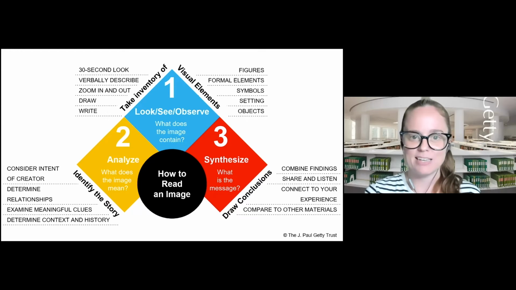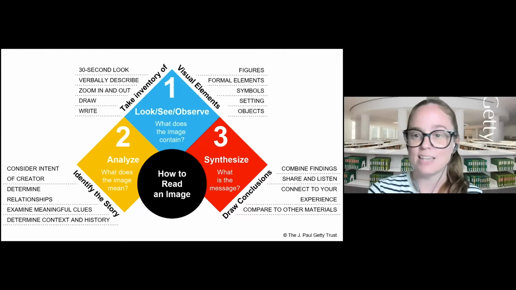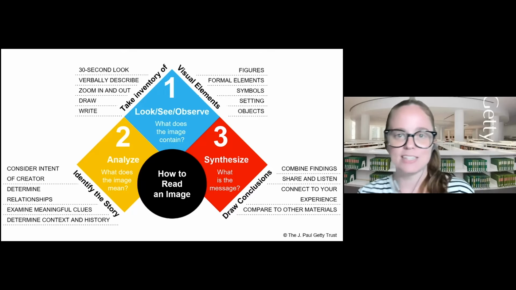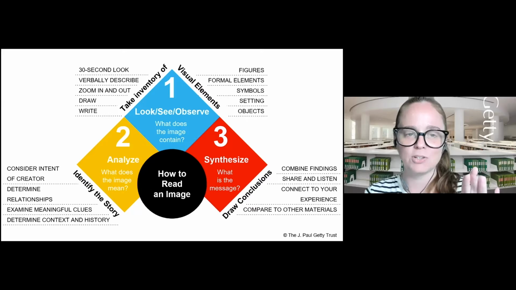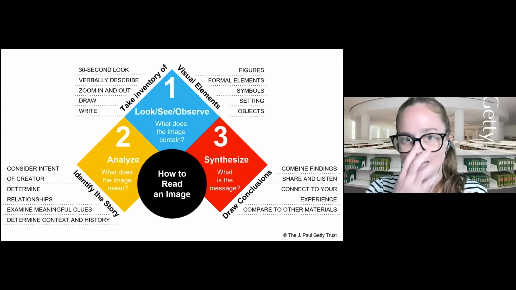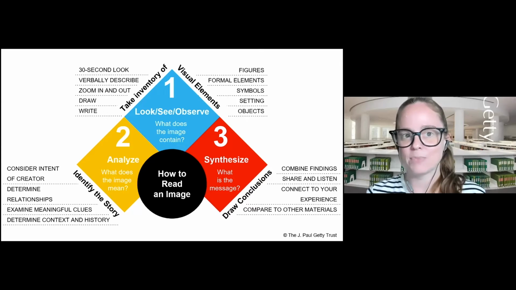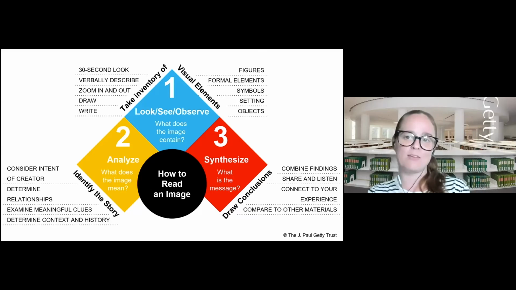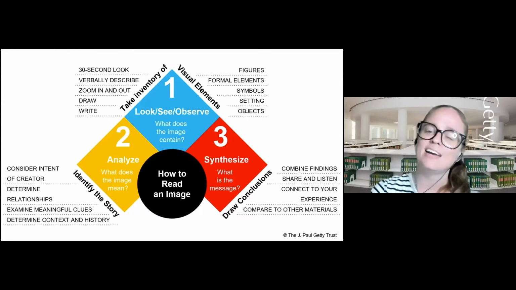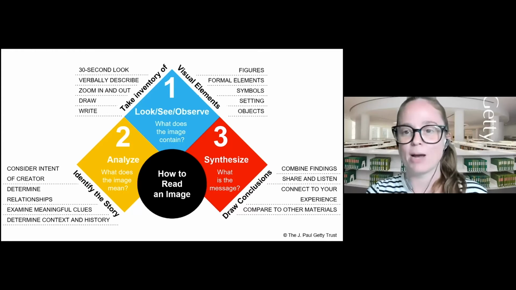So the first step is basically take inventory of the visual elements. Look at the image. What does the image contain? You'll see that I have 2 sides here. On the left side of step 1, you can see that I've listed ways you can take inventory. So the 30-second look, looking at an image for about 30 seconds, you can verbally describe it, you can zoom in and out, walk towards it, walk away from it, hold it close, hold it away. You can draw it or you can write about it.